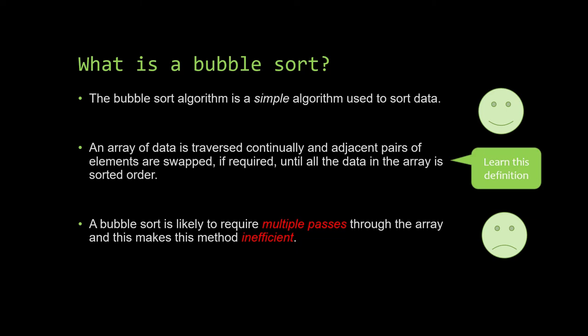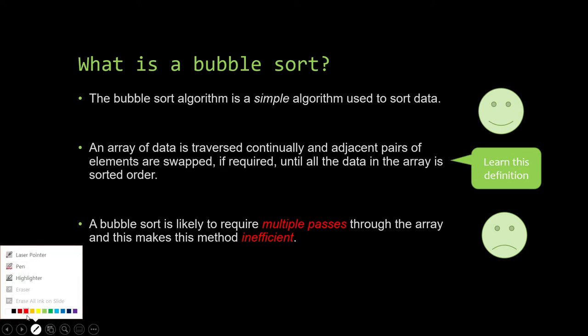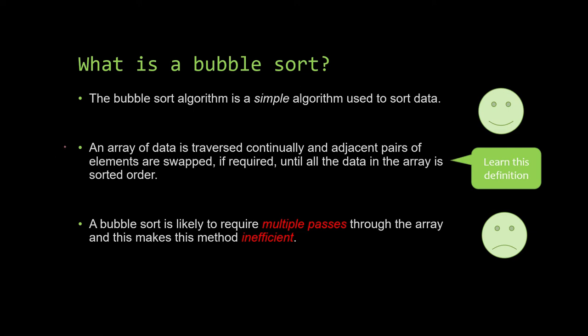Now, if you look at a bubble sort, as it says here, it's a very simple algorithm to sort data. Although it's simple to understand, it should be the least used sort because it's one of the most inefficient. Secondly, we've got a definition right here. A bubble sort is where an array of data is traversed continuously and adjacent pairs of elements are swapped if required until all the data in the array is in sorted order.